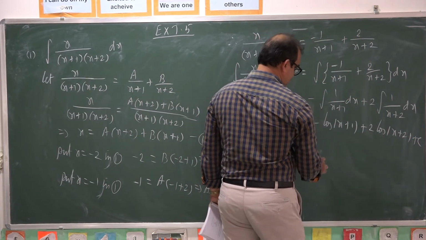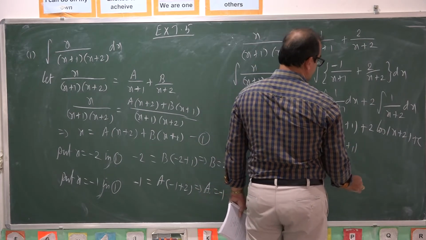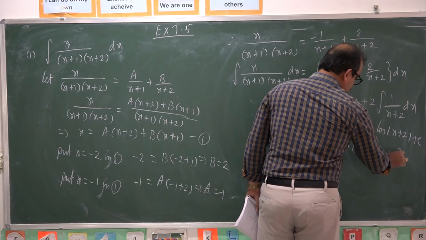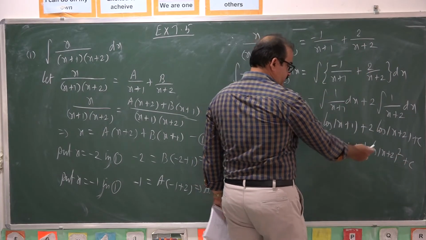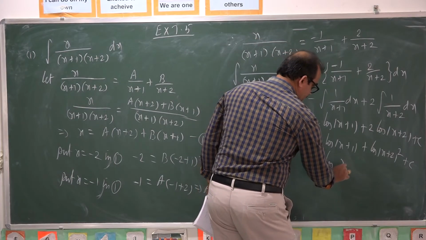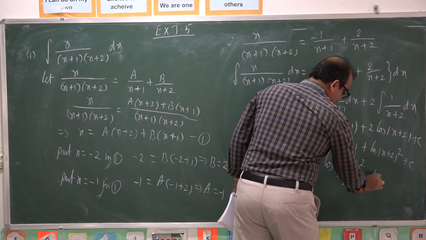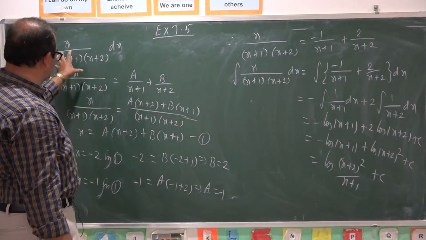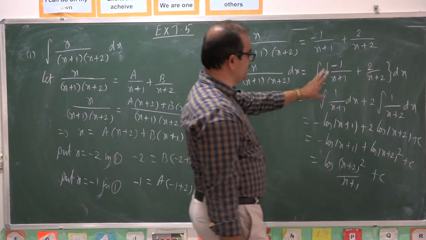Now you write it as minus log mod (x plus 1) plus log of mod (x plus 2) whole square, n into log m is log m power n, plus c. It is in the form of log m minus log n. Write it as log of m by n. So log of (x plus 2) whole square by (x plus 1) plus c. In this way, resolve the given function into a sum of two partial fractions and then integrate.